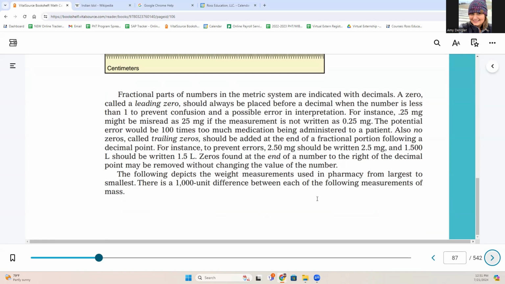Also, no zeros called trailing zeros should be added to the end of a fractional portion following a decimal point. For instance, to prevent errors, 2.50 milligrams should be written 2.5 milligrams, and 1.500 liters should be written 1.5 liters. Zeros found at the end of a number to the right of the decimal point may be removed without changing the value of the number. The following depicts the weight measurements used in pharmacy from largest to smallest. There's a 1,000 unit difference between each of the following measurements of mass.